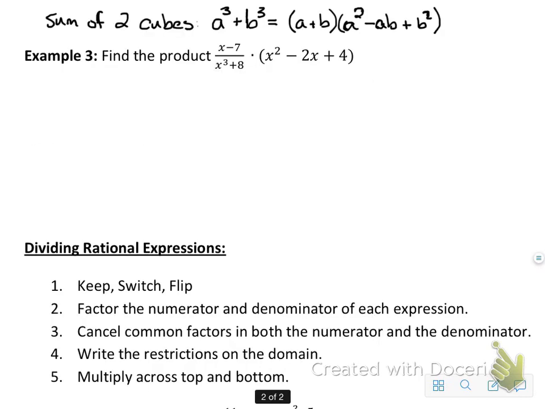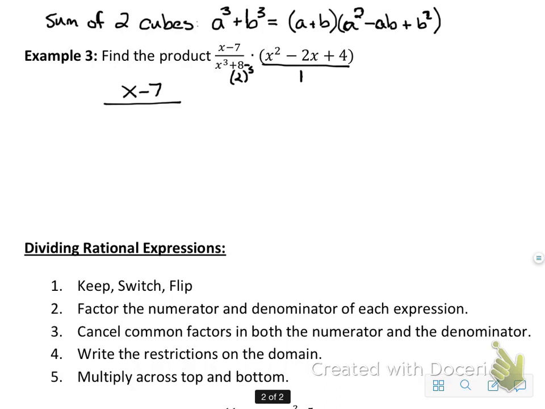Find the product of x minus 7 over x cubed plus 8 times x squared minus 2x plus 4. Well, x squared minus 2x plus 4 is the same as having that over 1. So we're essentially multiplying by that, right on top. But we need to factor. x minus 7 cannot be factored any further, but x cubed plus 8 is the same thing as x cubed plus 2 cubed. So our b is a 2.